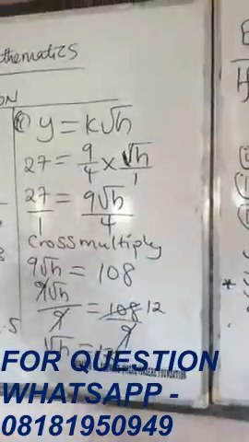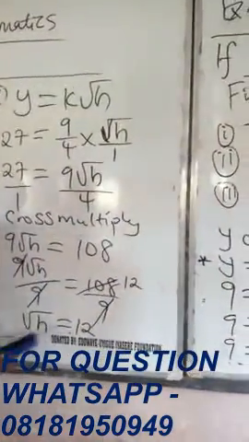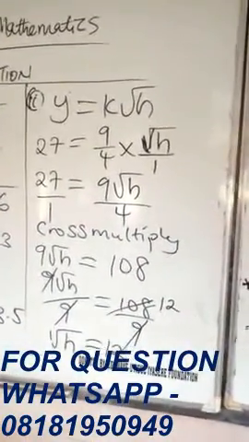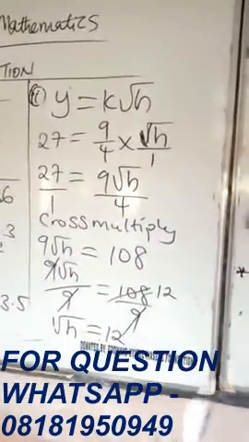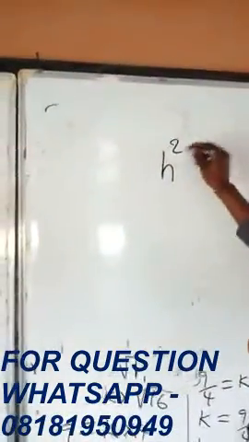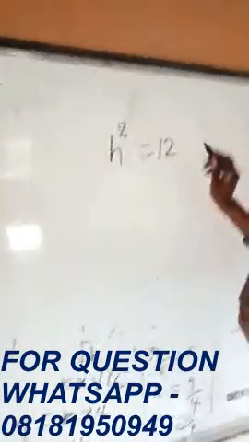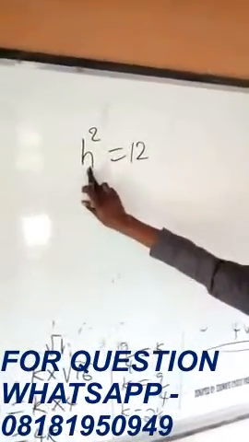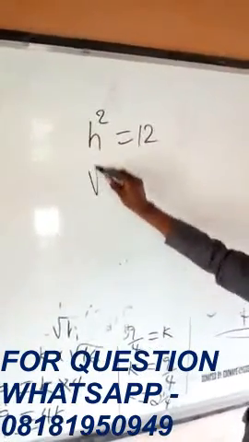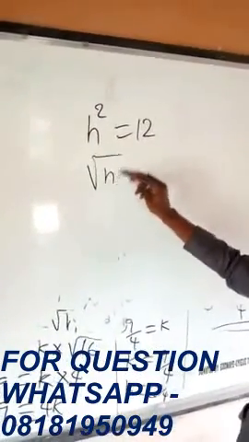Then the question is not root h. We are looking for h. So we have to drive this square root away. Some students normally find this difficult. Some will say square both sides. No. Look at it. For example, if I have h squared equals 12, and now I'm looking for h, to drive this square away, I will take the square root of both sides.